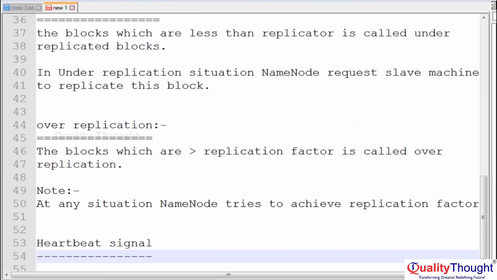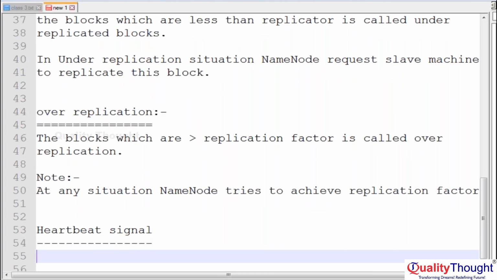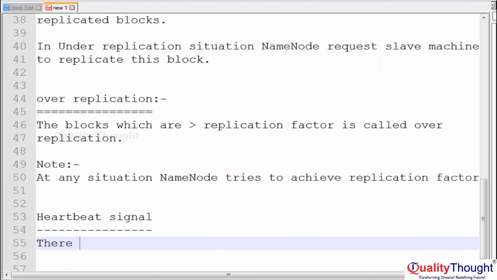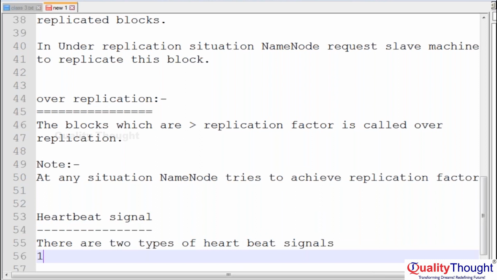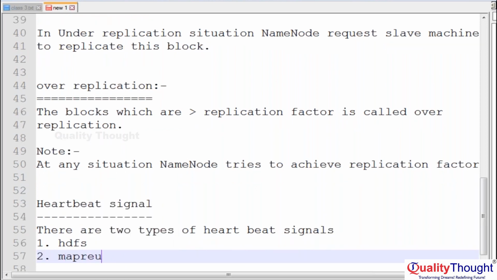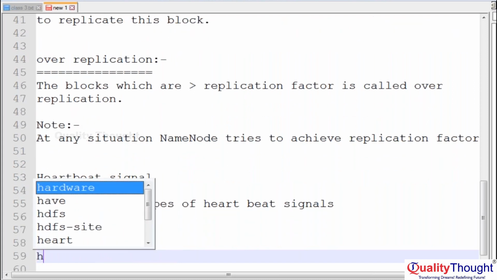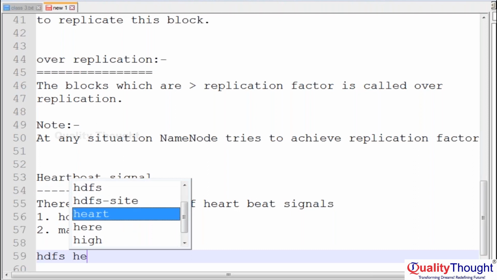Heartbeat signal. There are 2 types of heartbeat signals. One is HDFS, the second one is MapReduce. HDFS heartbeat signal.